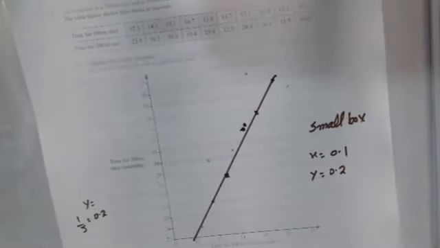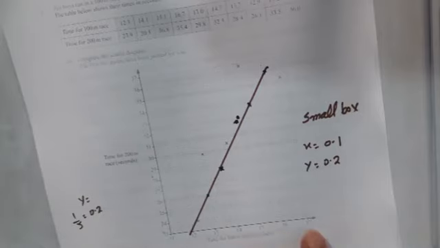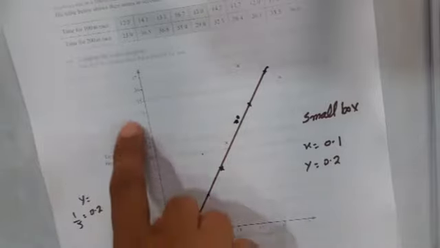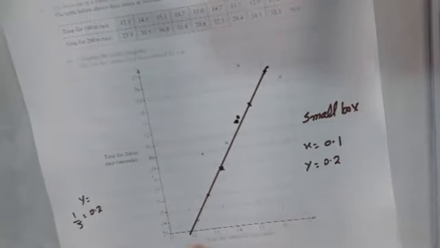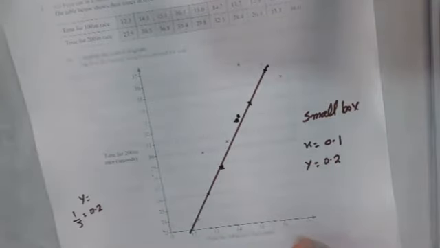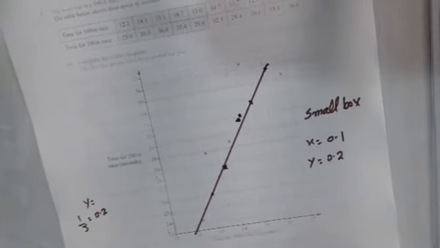Then we have to find what type of correlation is existing. Correlation is positive. Look at the question: when the time for 100 meter is increasing, the time for 200 meter is also increasing. The line is going toward the right and going upward. So this is positive correlation, because when one is increasing, the other is also increasing.